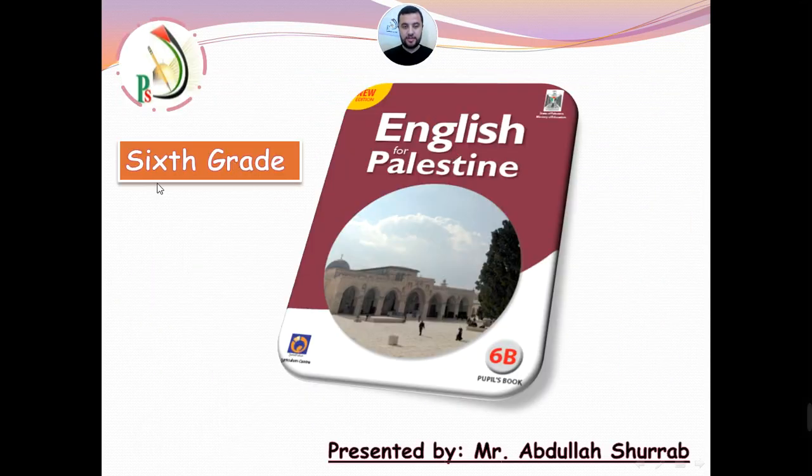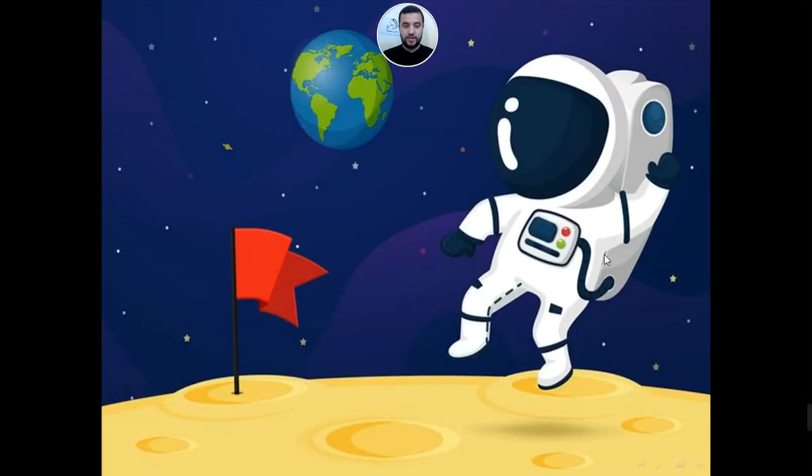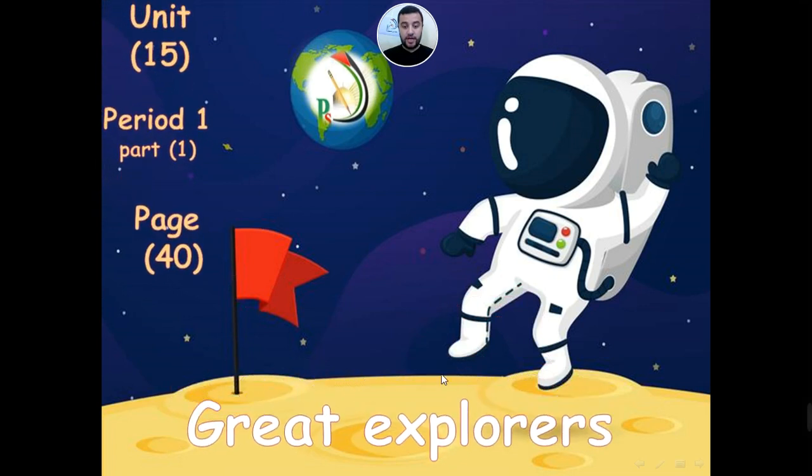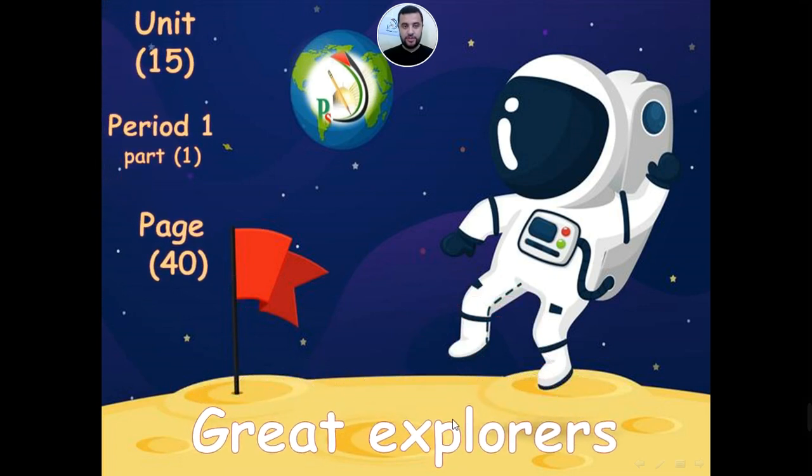Today inshallah we will continue talking about the 6th grade English for Palestine student book, and we will start with unit 15, which is Great Explorers. So please open your books, unit 15 period 1 page 40, and we will discuss today the first part from this lesson.